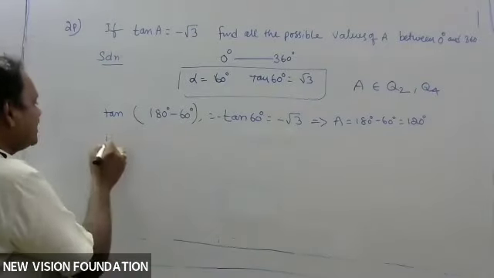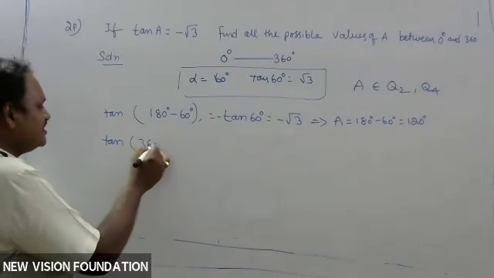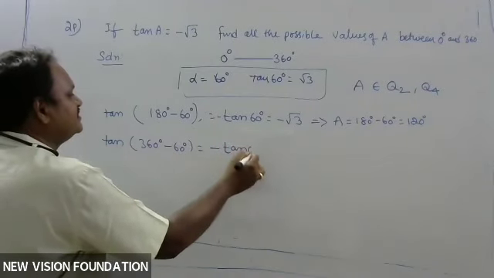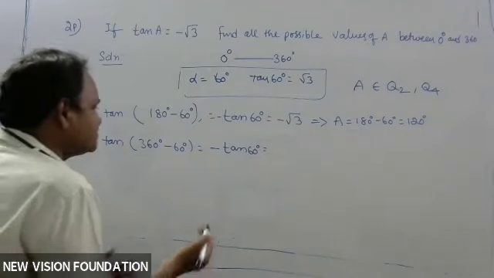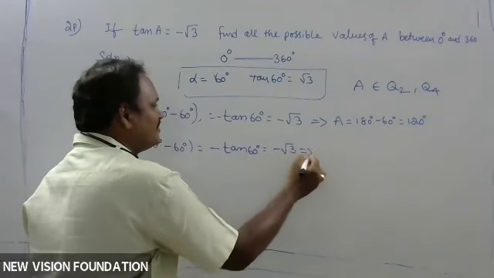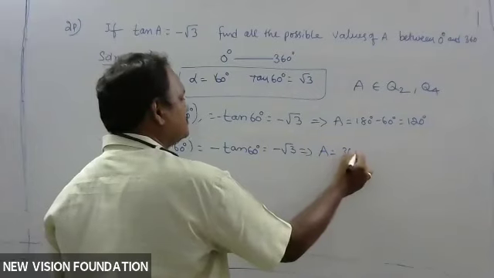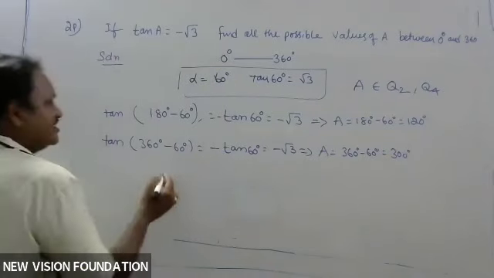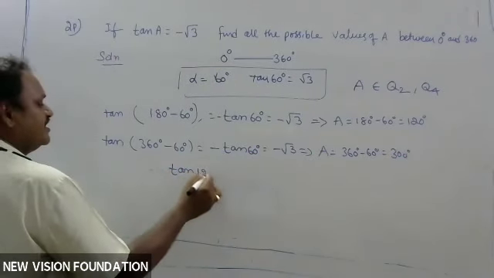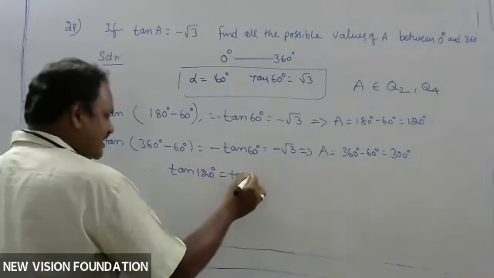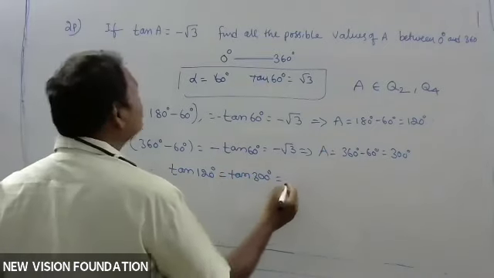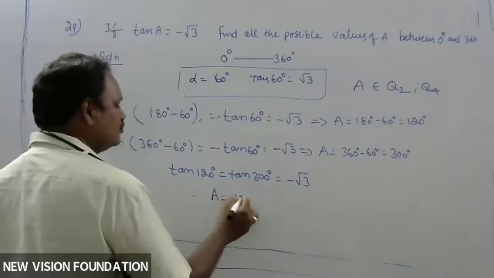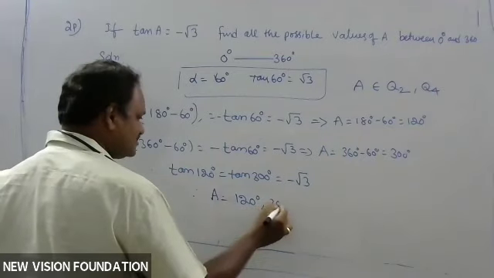And similarly, if you take tan of 360 degrees minus 60 degrees, fourth quadrant, this is also minus tan 60 degrees. This becomes minus root 3. That implies A is equal to 360 degrees minus 60 degrees, that is equal to 300 degrees. Therefore, my dear students, tan 120 degrees and tan 300 degrees both give you the value minus root 3. Therefore, the angle A is equal to 120 degrees or 300 degrees.